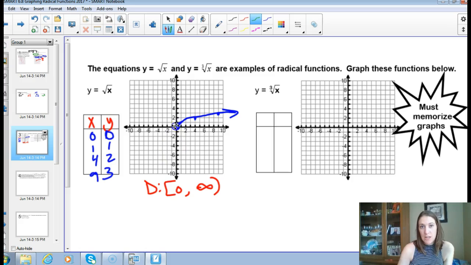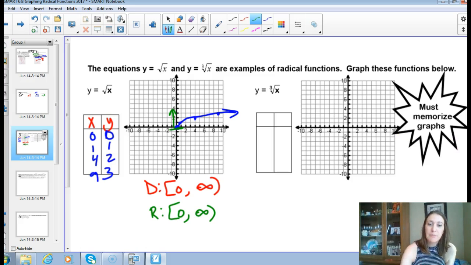Then the range is the lowest y value up to the highest y value. And this one's a little deceptive because I can tell the range starts at 0, but a lot of kids feel like it doesn't go up as high as they think it does. This function grows without bound. It never ever will get to a max point. So it does go off to infinity as far as it goes vertically. It doesn't look like it, but it does.